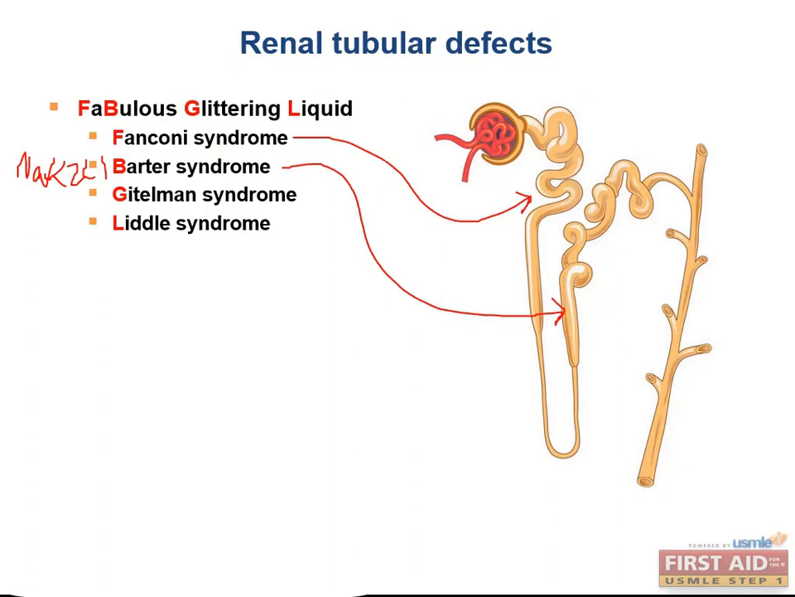A loop diuretic. Gitelman syndrome is a reabsorption defect in the distal tubule due to an autosomal recessive mutation in the sodium chloride cotransporter. And it's less severe than Bartter syndrome. Why is that? Because the majority of reabsorption occurs in the earlier parts of the nephron.